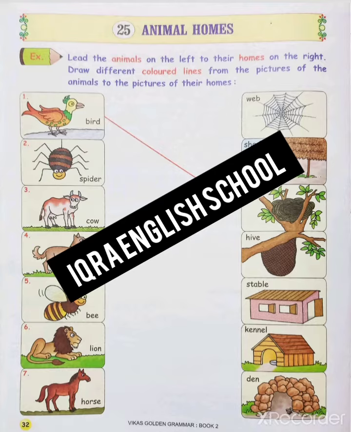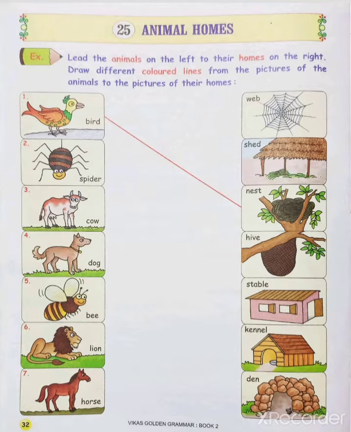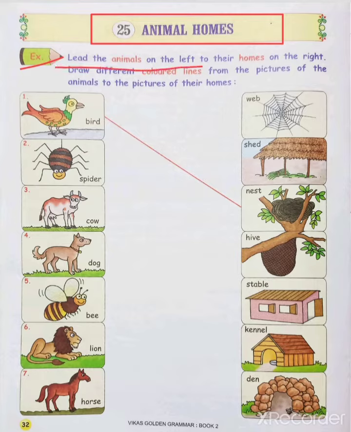Myself Tulu Bhaiji. Students, today we are going to start a new topic from English grammar. Topic number 25, animals' homes. So we'll move to the exercise. Lead the animals on the left to their homes. On the right, draw different color lines from the pictures of the animals to the pictures of their homes.